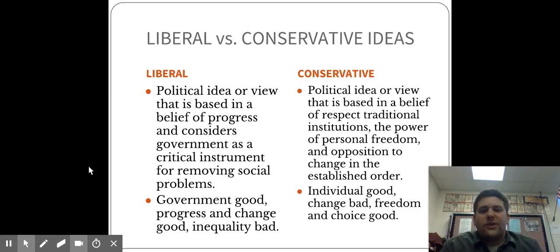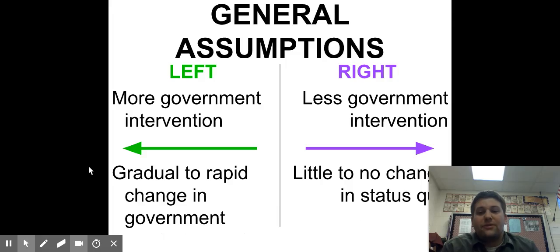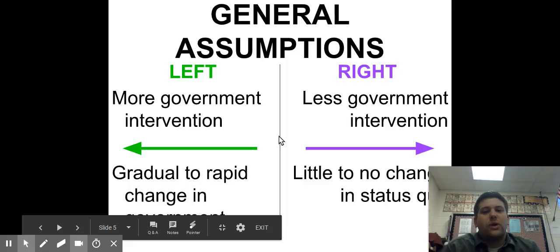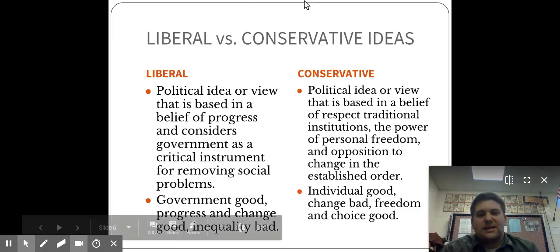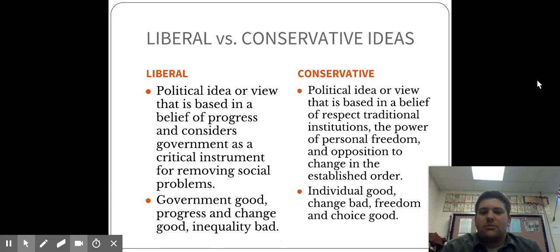You will also notice that the left and the right side of the spectrum align with liberals or conservatives. So the left side tends to be the liberal viewpoint, and the right side tends to be the conservative viewpoint on the American political spectrum.